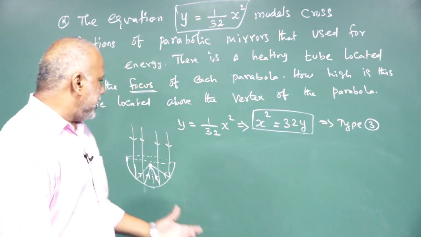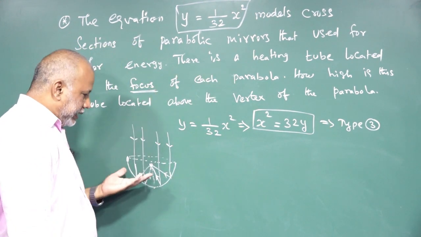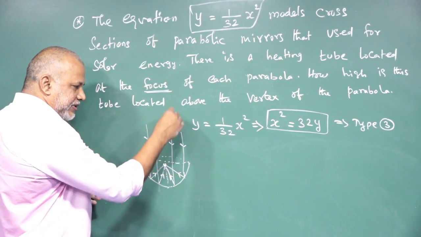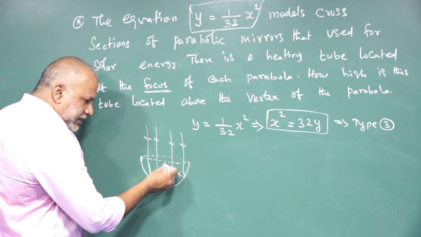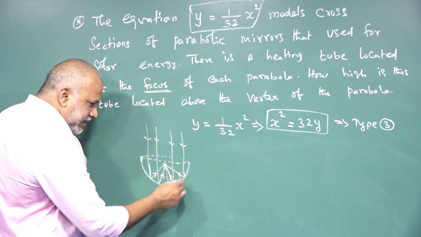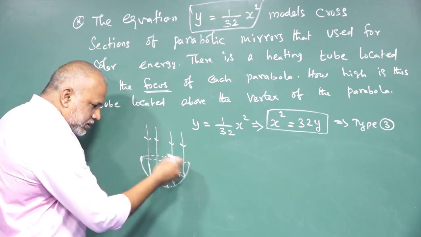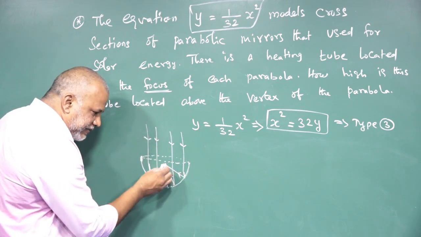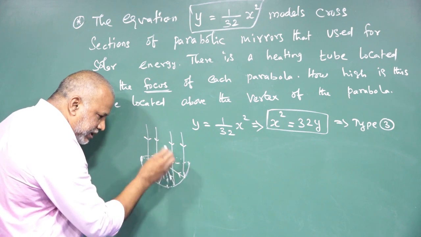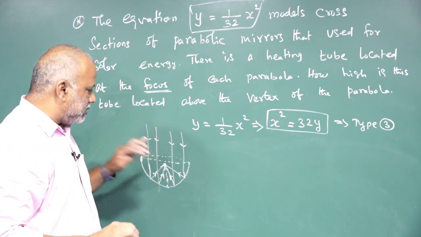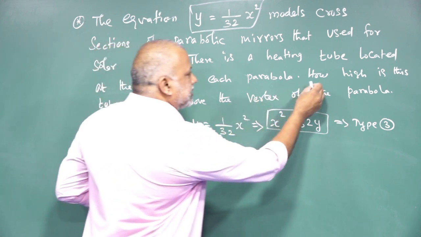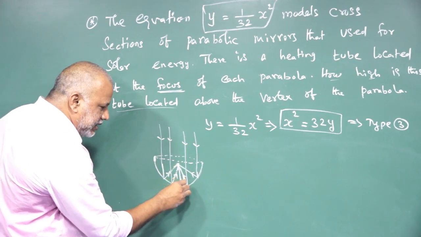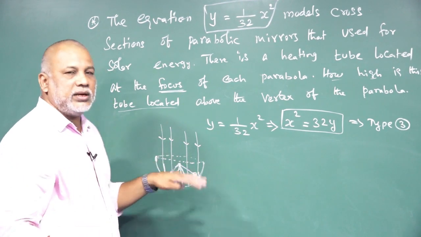Now listen students, this is the solar heater based on this concept only. The rays are coming from the sunlight and are reflected by using this parabolic mirror. See, all the rays coming from the sunlight are reflected at the same point. This point must be the focus. That is the logic. So the question asked, how high is the tube located? From this vertex, this is the height we are going to find.